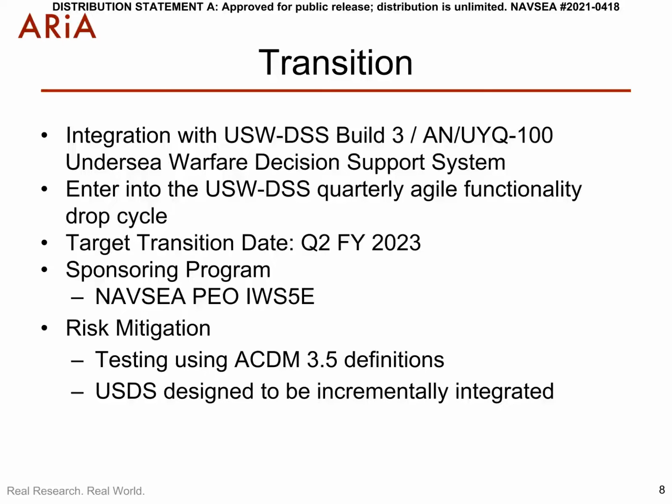The transition plan for USDS is that it is to be integrated with USWDSS Build 3 AN/UYQ-100 Undersea Warfare Decision Support System. It is meant to enter into the USWDSS Quarterly Agile Functionality Drop Cycle. The target transition date is Q2 fiscal year 2023. The sponsoring program is NAVSEA PEO IWS 5E.